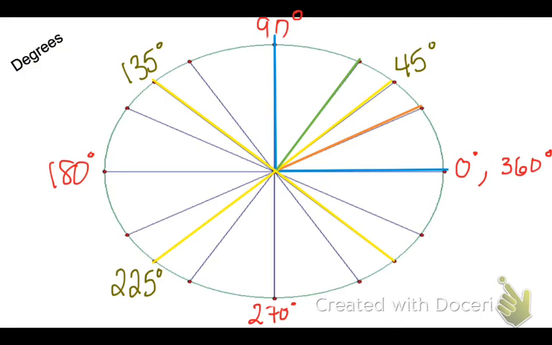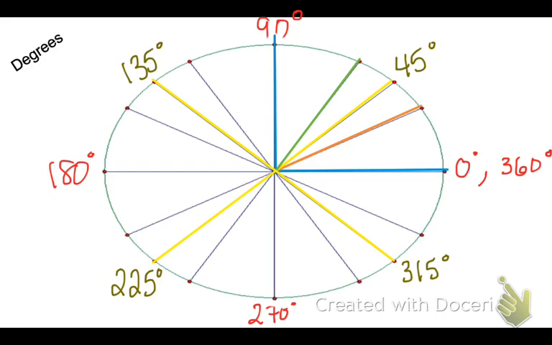In the fourth quadrant, the yellow line is halfway between 270 and 360. Halfway between 270 degrees and 360 degrees is 315 degrees.